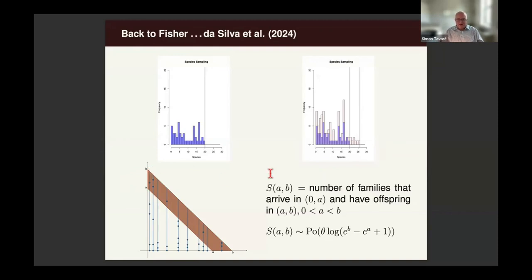The marking theorem allows you to write down, with just a little bit of calculation, that S(A,B) is Poisson, as you might have expected, and you can compute its mean quite easily. It's this little formula with theta log of (e^B minus e^A plus 1). So all the work is being done by the marking here, and that's what makes things much easier than the usual version of this problem.